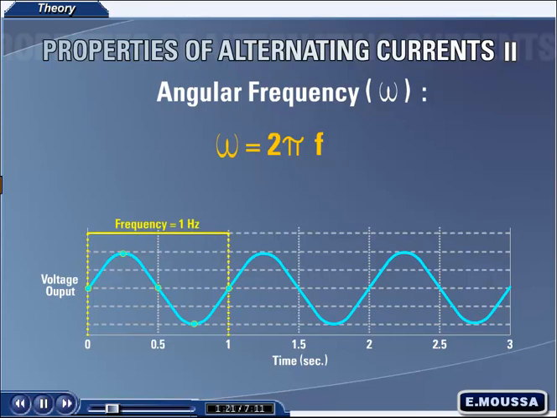Omega is the angular frequency, which is given by the equation 2 times pi radians times the frequency. The resultant angular velocity, or omega, is in units of radians per second.